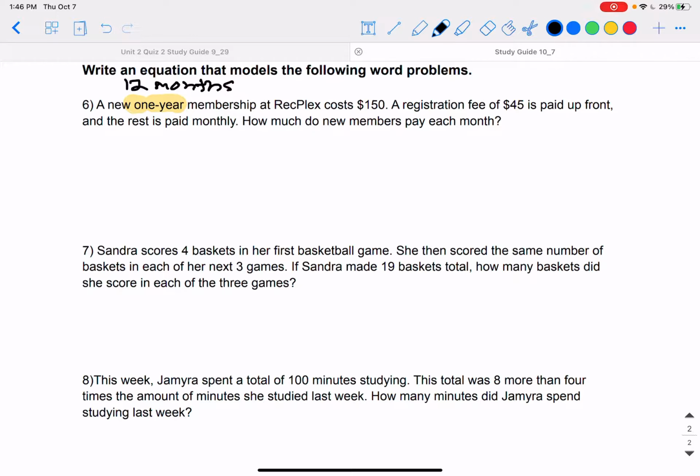Okay, I'm going to highlight $150. That's the total cost, so it costs $150. So that's our total. Registration fee of $45 is paid up front. Paid up front lets me know that I'm going to pay it one time and be done with it. They're not going to charge me that every month. And so this is our constant.